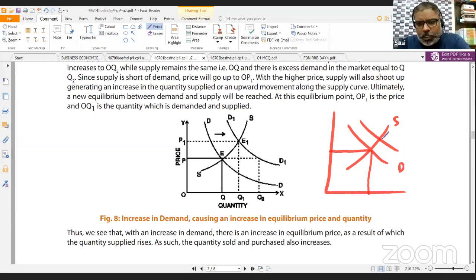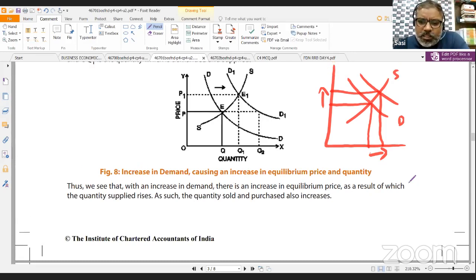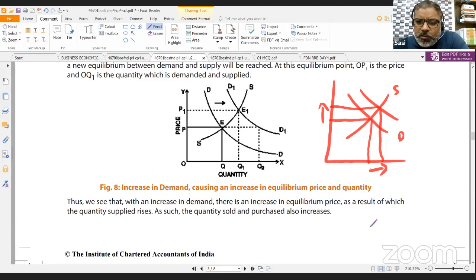Let it be there. Now, increase in demand means what happens? Demand curve will shift upwards. Now, what is the new equilibrium point? Draw that. What is the big deal in that? What happened to price? Increased. What happened to quantity? Increased. Done. That's what happened. When there is an increasing demand, what will it cause? It will cause an increase in equilibrium price as well as increase in quantity.